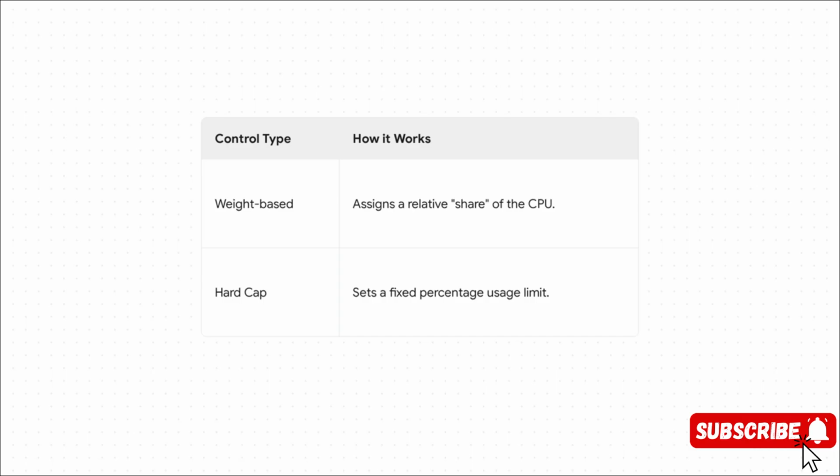A weight-based share is kind of like a flexible budget. It guarantees you a minimum piece of the CPU, but you can use more if other people aren't using their share. A hard cap, on the other hand, is exactly what it sounds like. It's a strict ceiling. It says this group of processes can never go above, say, 20% of the CPU, period.